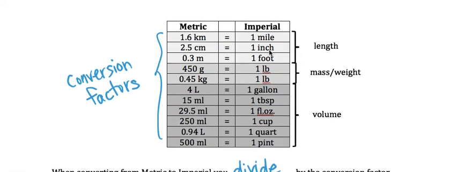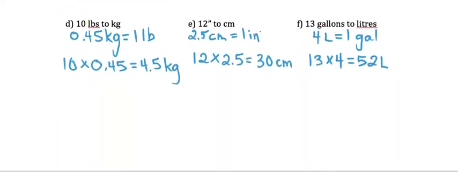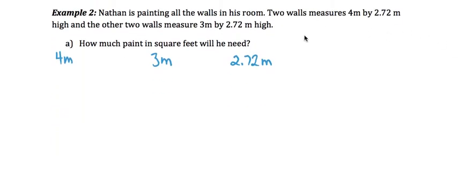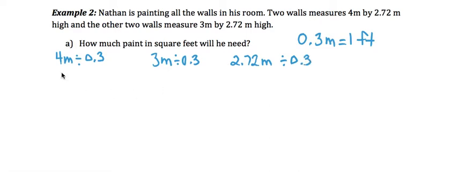So if you remember again, back up to my chart. I have some measurements up here. I want to use the one that uses 0.3 meters is equal to 1 foot. So coming back down to this example, I'm just going to jot that right here. So 0.3 meters is the same as 1 foot. So now what I'm going to do is, because I'm going from metric system to imperial system, I'm going to divide each of these values by 0.3. And that's going to give me those same measurements in feet now.